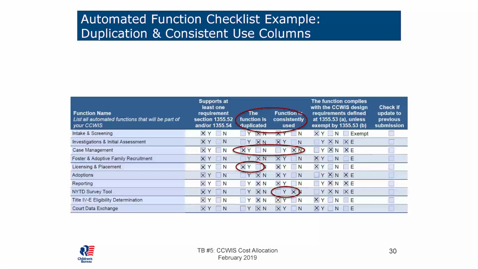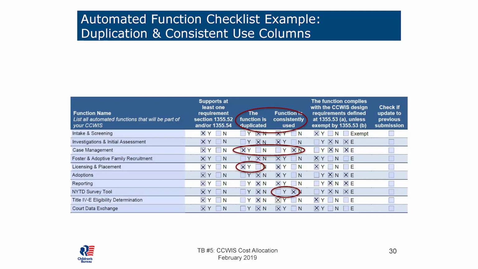And here we see the results of that analysis for our example. You can see that the majority of the automated functions, seven of them, are not duplicated and are consistently used. For example, we see that the first two automated functions, intake and screening, and investigations and initial assessments, meet these criteria. These 7 automated functions may qualify for CCWIS cost allocation. But the remaining 3, where we have circled the check boxes, do not meet the criteria.